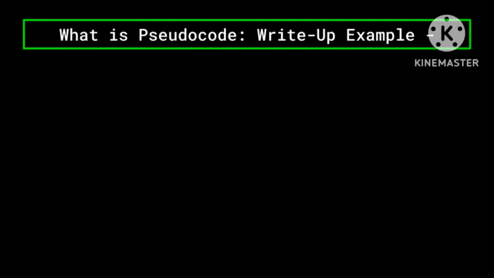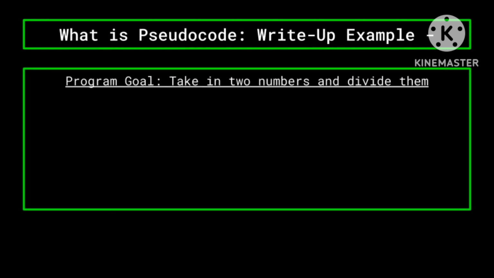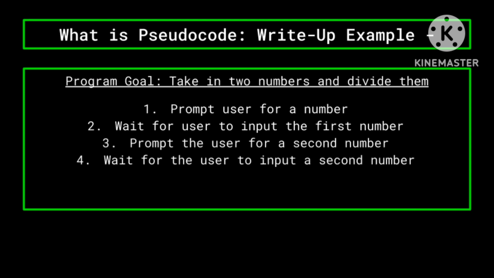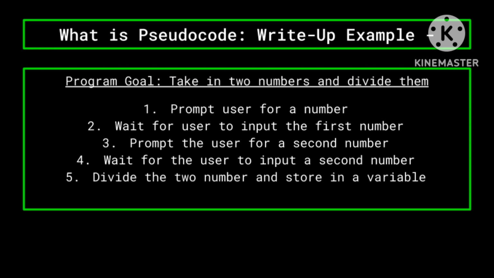For example, let's say you're making an app that takes in 2 numbers and divides them. The pseudocode for that would look a little something like this. First, I want to prompt the user to enter a number, and then I want to wait for the user to enter in that first number. After I get the first number, I want to again prompt the user to input a second number. Once they do, I complete the operation by dividing the 2 numbers entered and returning the result back to the user.